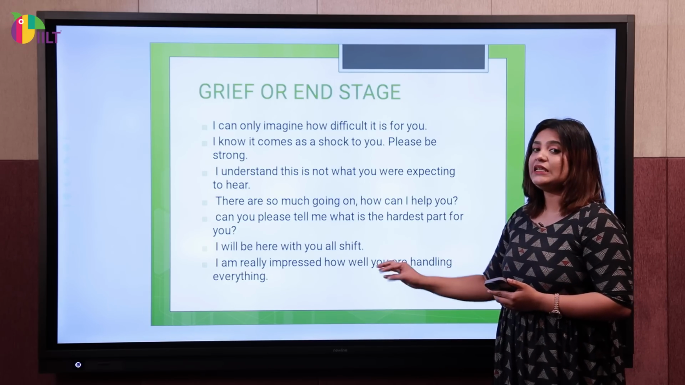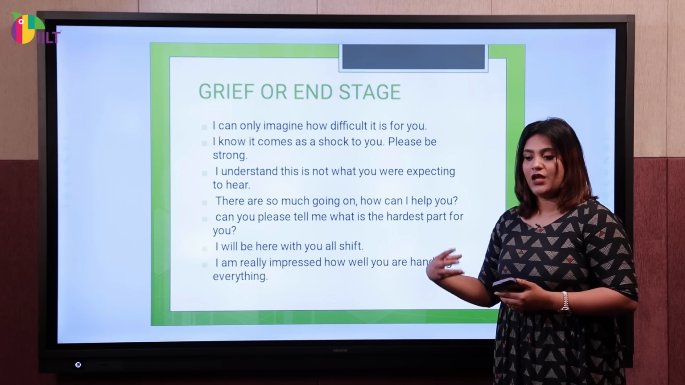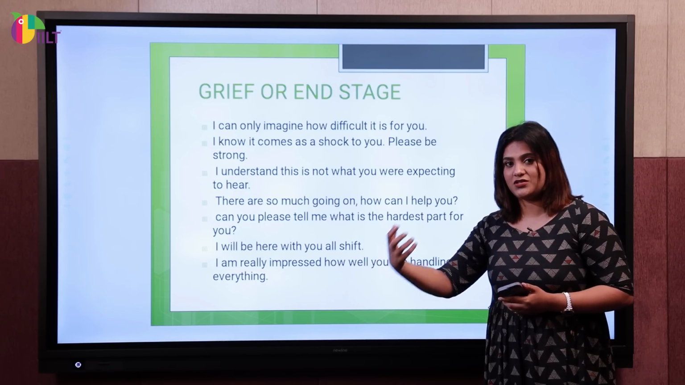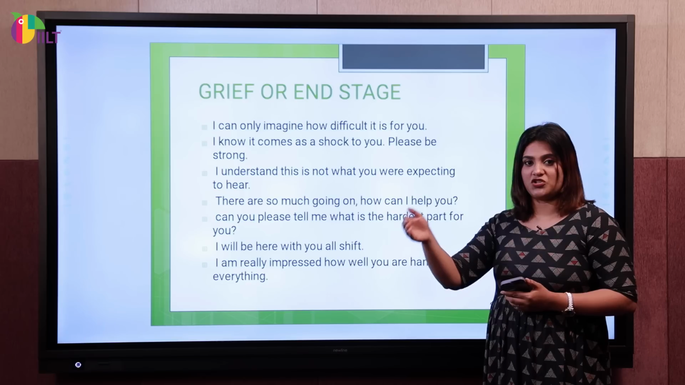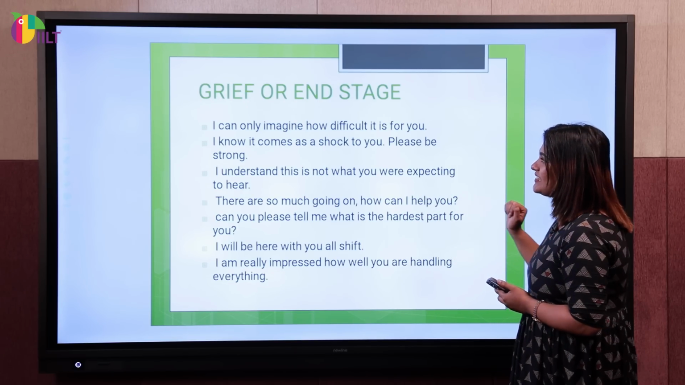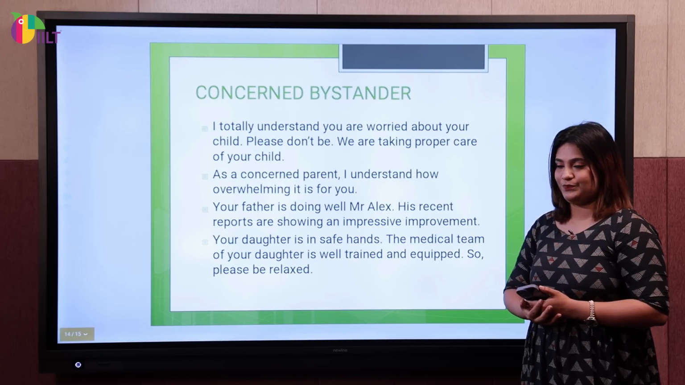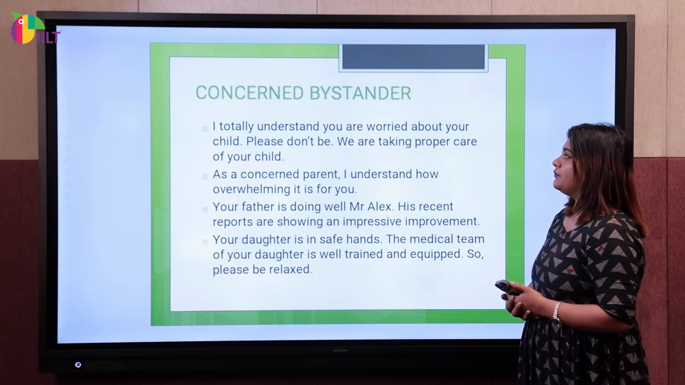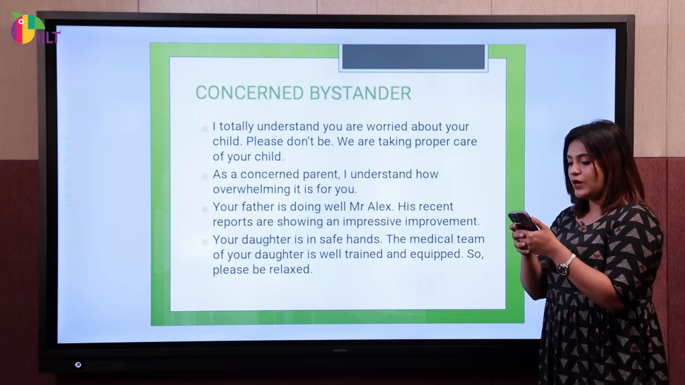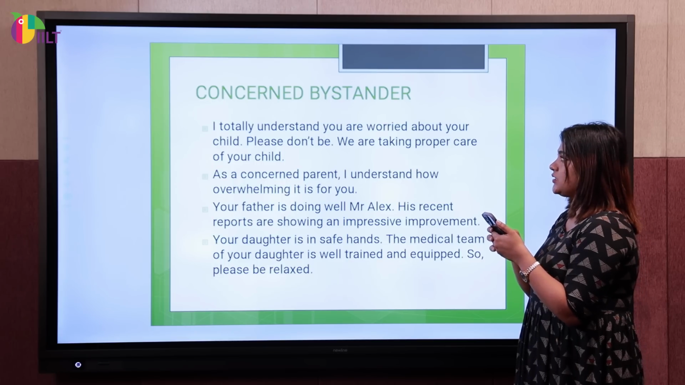These are really beautiful statements that you can use when it comes to grief or end stage patients. They are really emotional statements, and they connect you to the patient. The relationship between the nurse and the patient will be a little more boosted when you use such statements. So try to do that. So that is grief or end stage. Moving on to the next one, the second last one, I guess. Yeah, the concerned bystander. I told you this is a very common topic that you always come across. So let's look into it one by one.